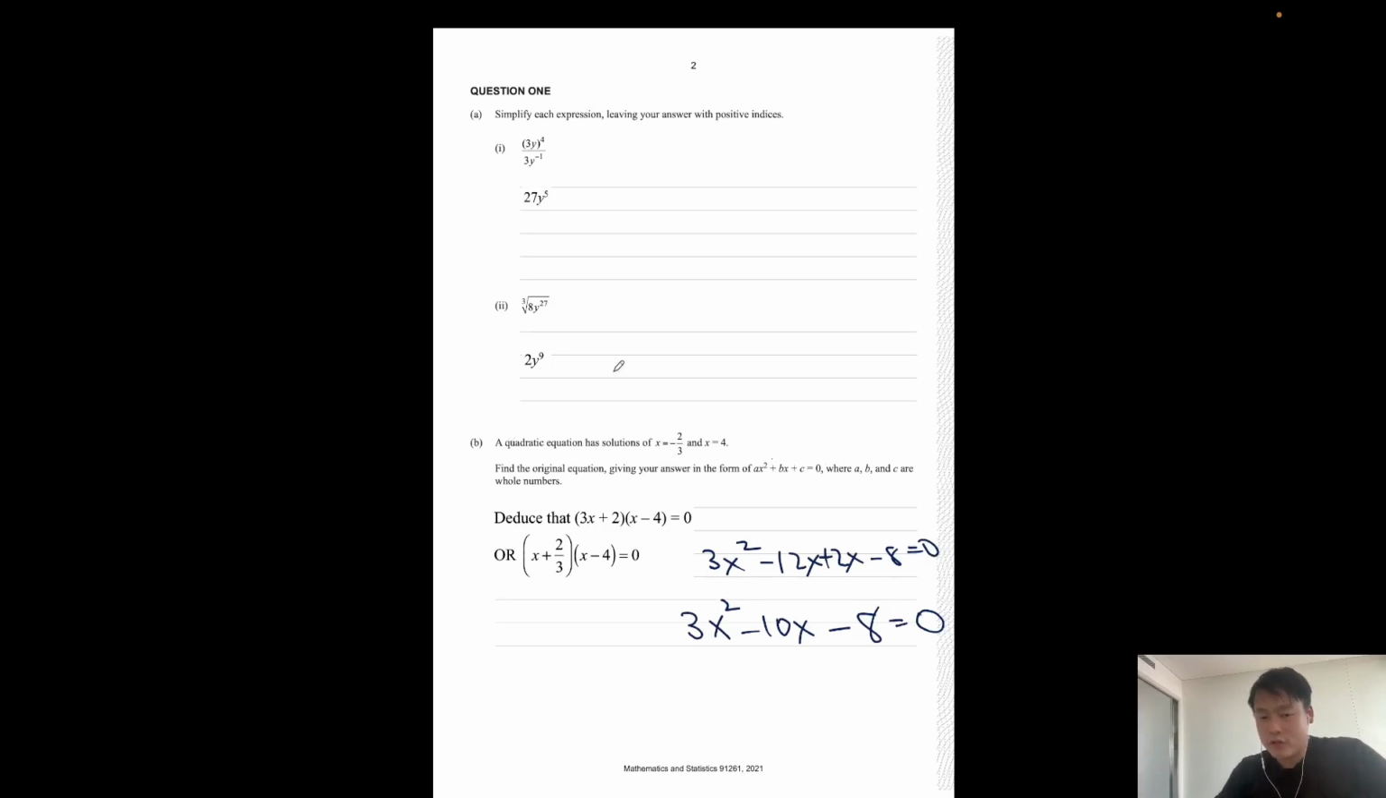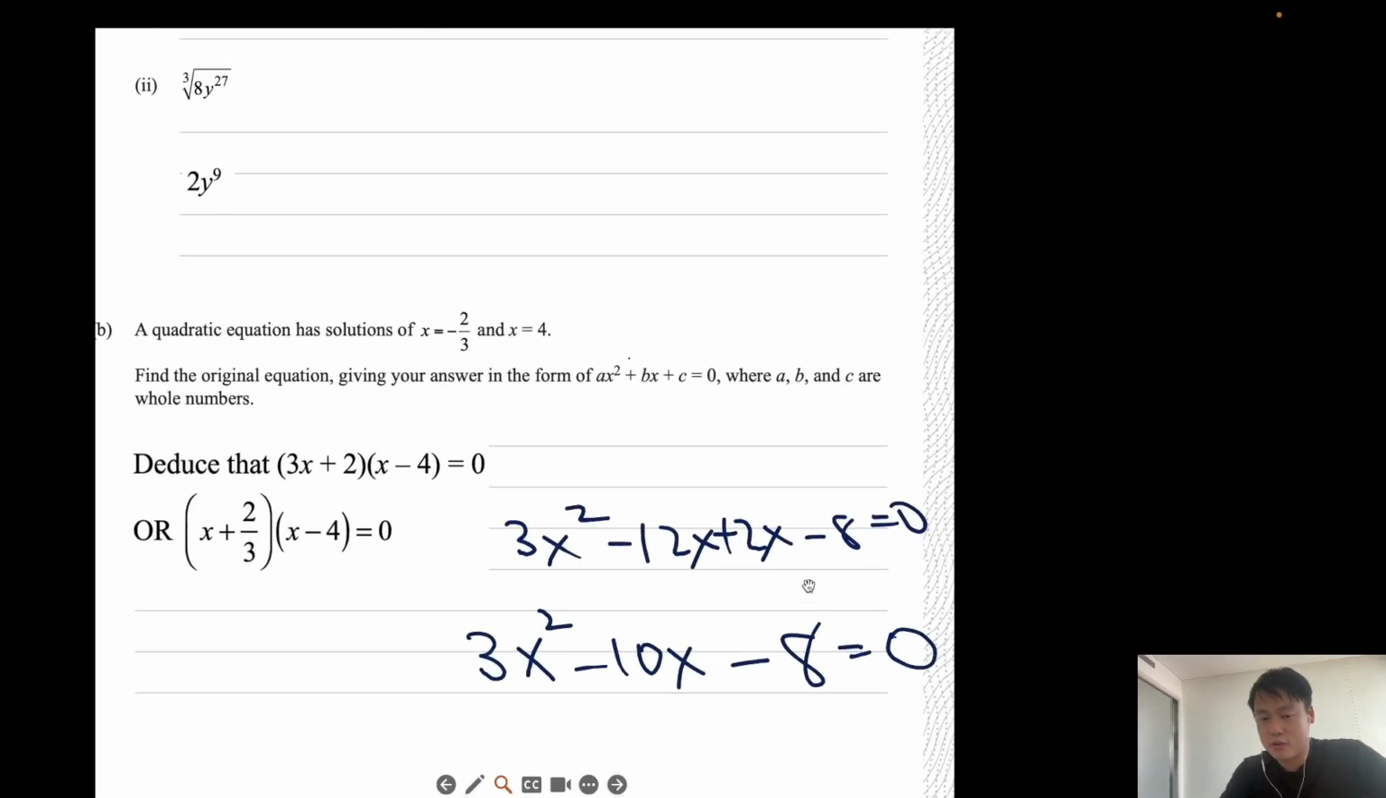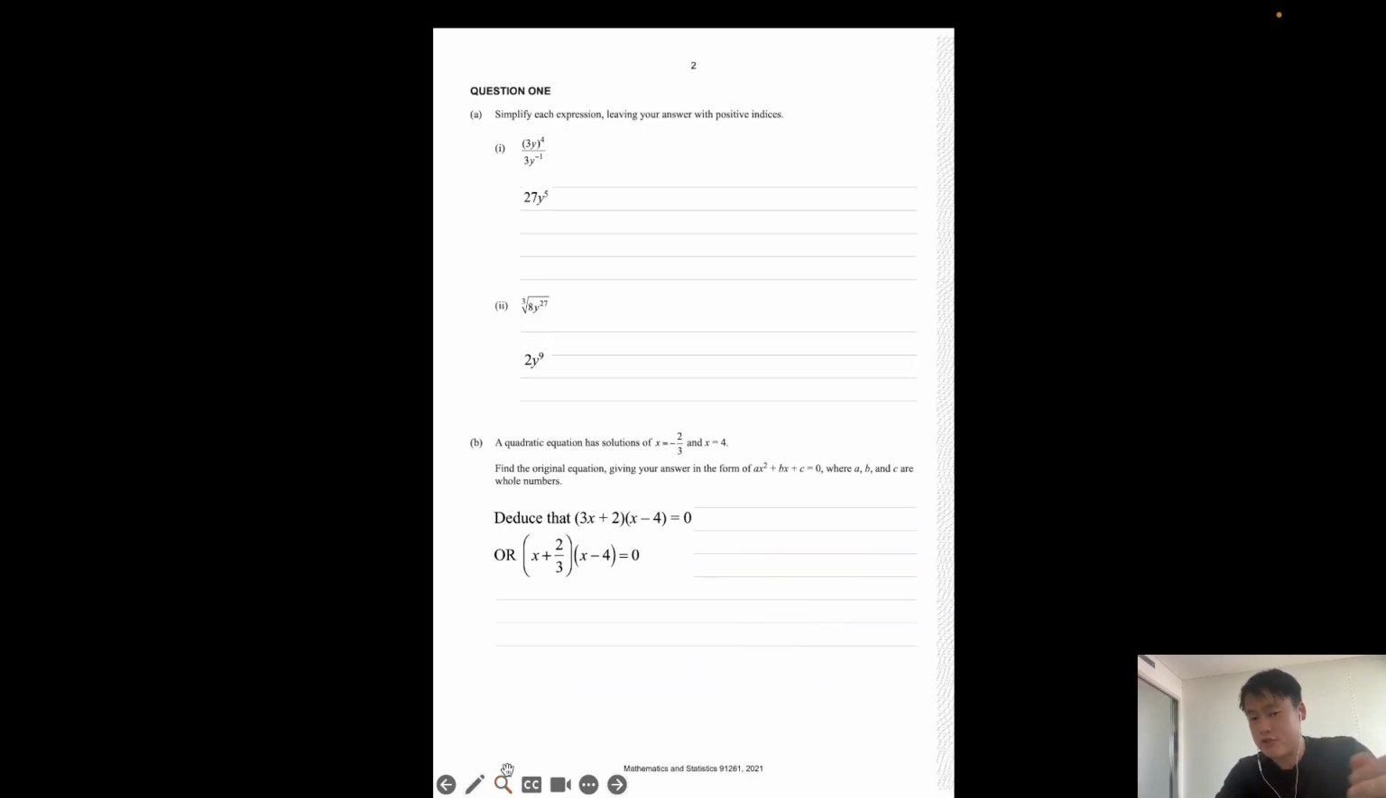They're asking you to find the original equation, giving your answers in this form. Isn't this the original equation? Doesn't this fit the format ax squared plus bx plus c equals 0? Self-explanatory.